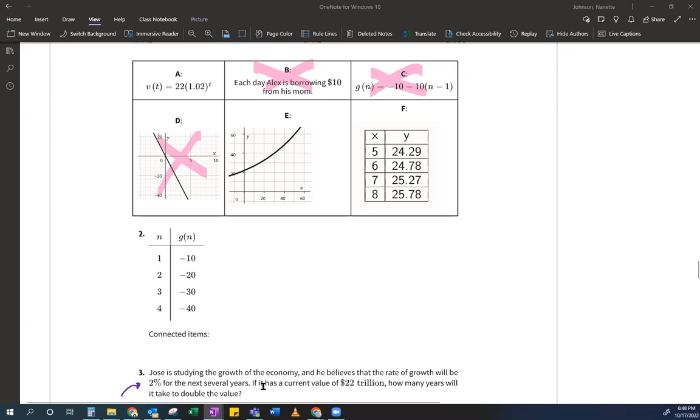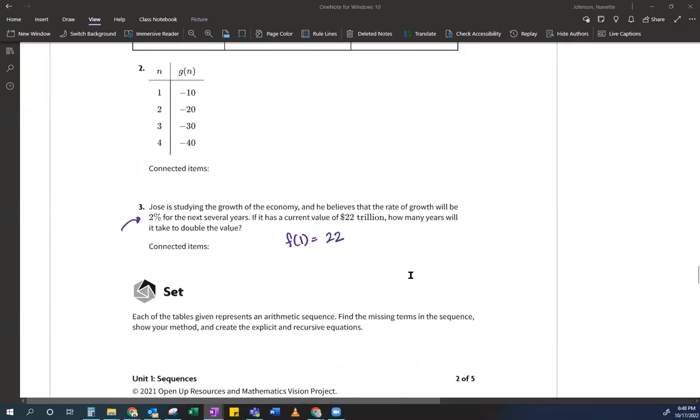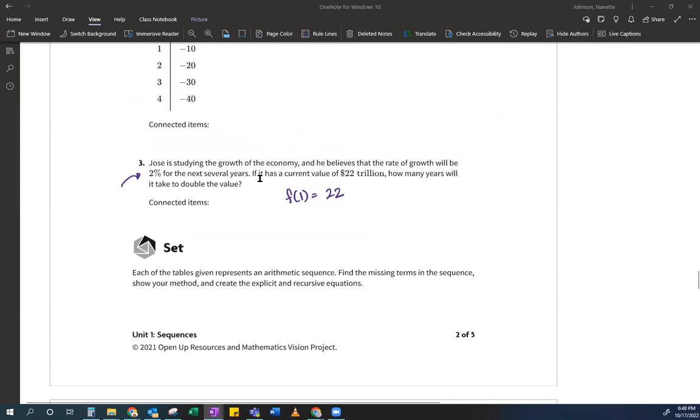Okay. So it says if the current value is 22 trillion, so that's going to be our f of 1. So if I was going to write our function, it would look something like f of 1 equals 22, right? And I'm going to keep off the trillion because I don't need to keep track of all those zeros. And then I'm also going to look at how many years will it take to double the value. And when I'm doing this right here, I'm looking for my multiplier, which in this case is going to be my 2%.